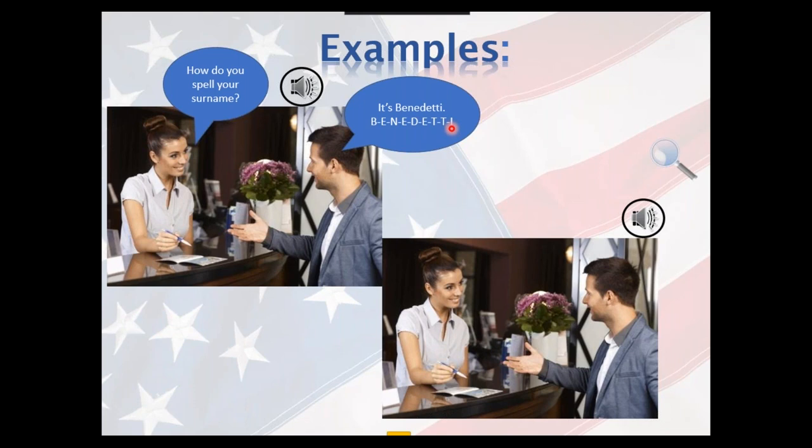In this case, it's possible to say T, T, like here, or another possibility is to say double T. So let's say B, E, N, E, D, E, double T, I. Yes, perfect. And another use, remember, is to spell emails and spell objects, right? So let's see.